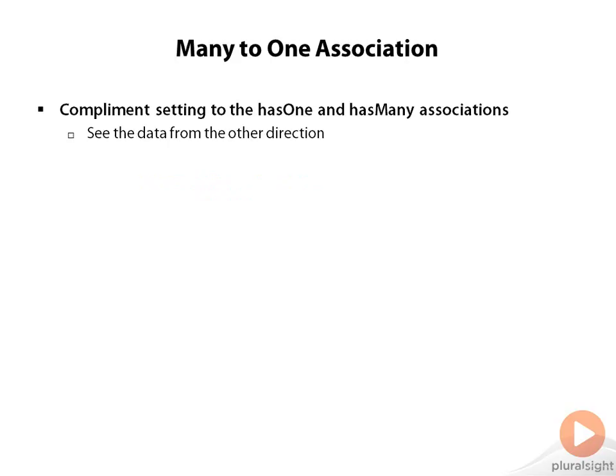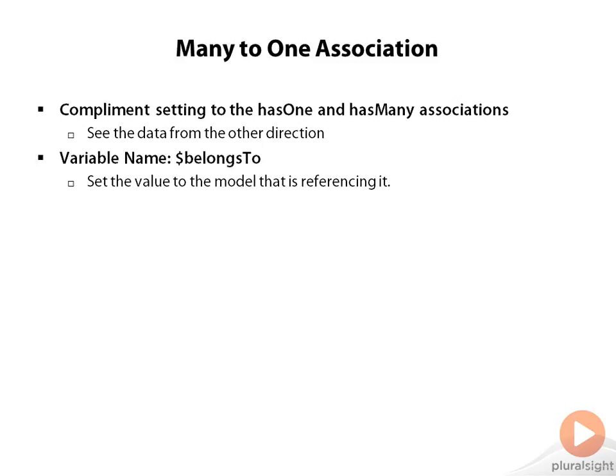Now for the many-to-one association. This is not a typical association found in relational databases. This is basically a way for CakePHP to have a complement setting to the hasOne and hasMany associations. It's kind of like seeing the data from another direction. The variable name that we will use is belongsTo, and we will set the value to be the model that is referencing the current model we're in.